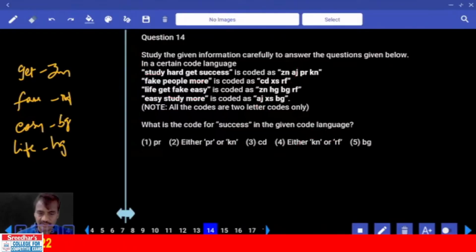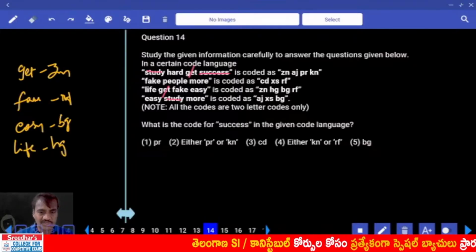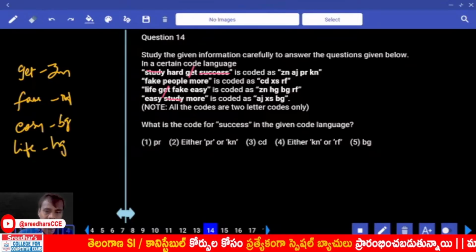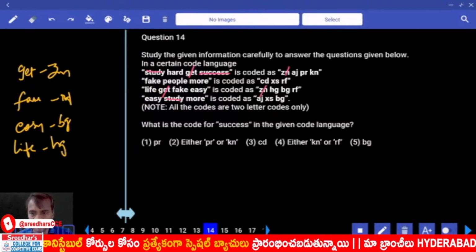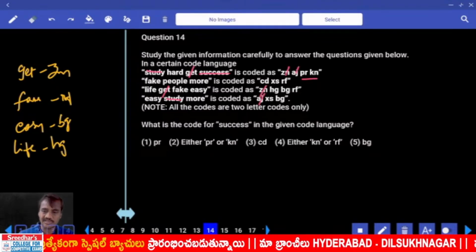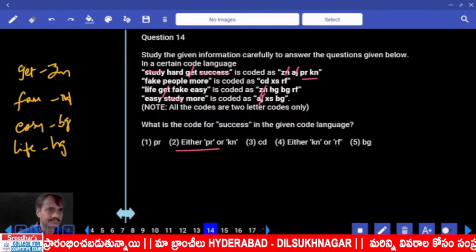Then the 14th one. Now success. Where is this word success? Success is here. Study hard and get. Then get and get. Next one, study and hard. Study is here, study is here. Now hard is the word that is left over. Hard and success. And 2 words are left over, 2 codes are left over. Then what is the code we have here? AZ, PRKN, AJ. Now PRKN in any order. PRKN, choice 2. Done.